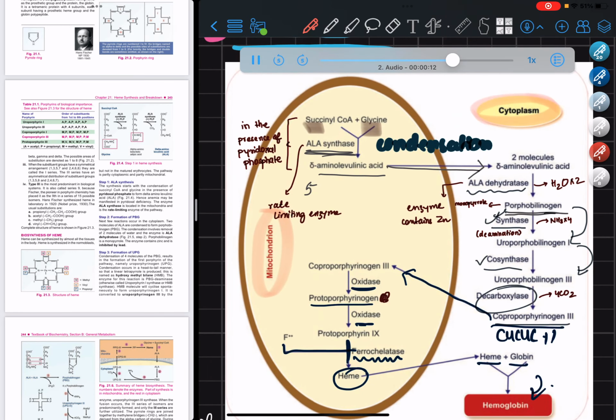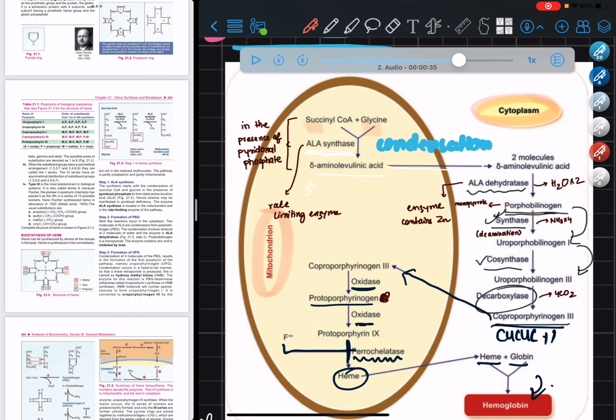cytoplasm. So in the mitochondria, first succinyl-CoA and glycine undergo a condensation reaction in the presence of the enzyme ALA synthetase, forming ALA, or delta-aminolevulinic acid, which you can also call 5-aminolevulinic acid. This goes out into the cytoplasm. Okay, so that's the basic of what is in physio.